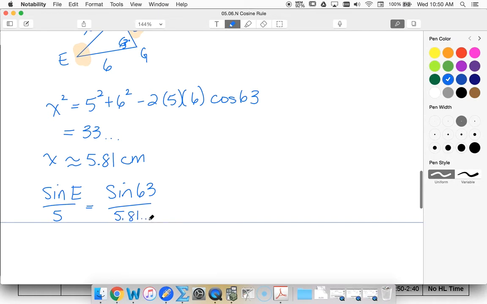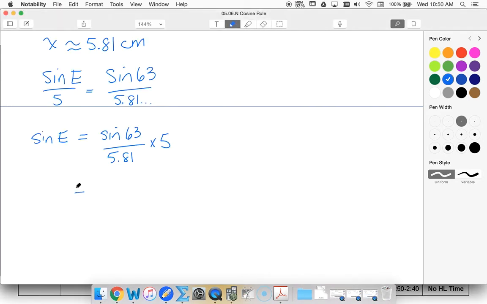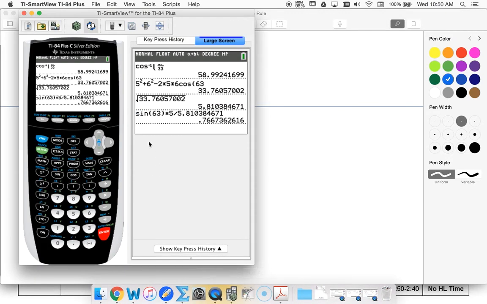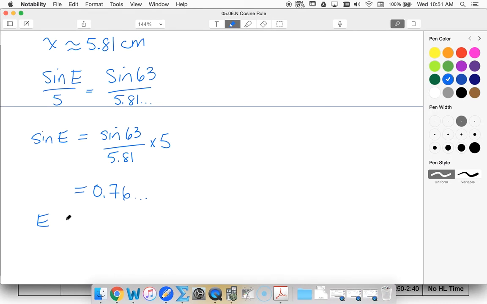I'm writing the dot, dot, dot, showing I'm using everything. Sine E, I'm going to multiply the 5 to the other side. And put that in my calculator. Times 5, divide by that whole number. And I get my decimal. And then E, of course, will be sine inverse of that. And we get about 50 degrees.